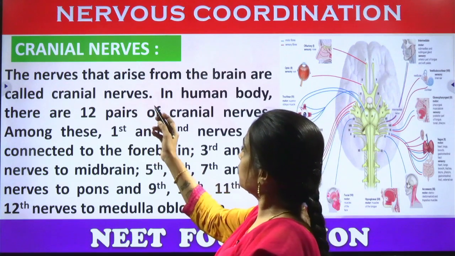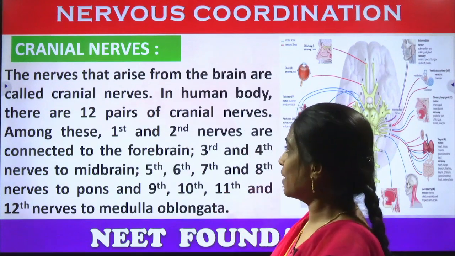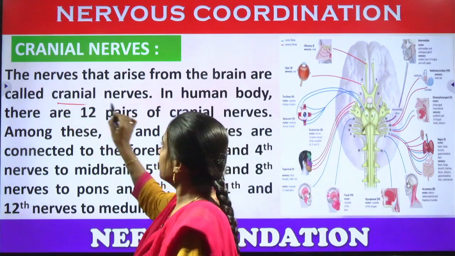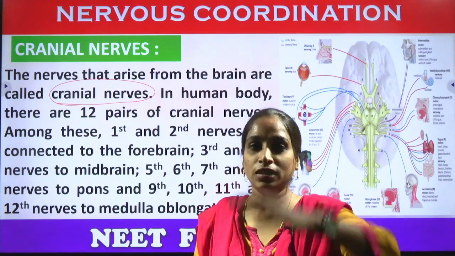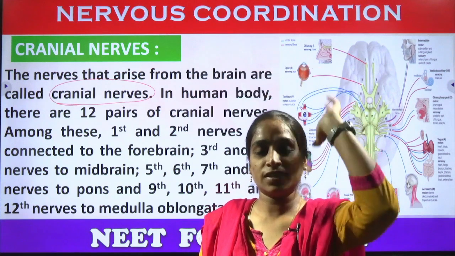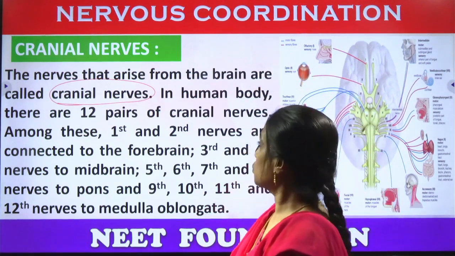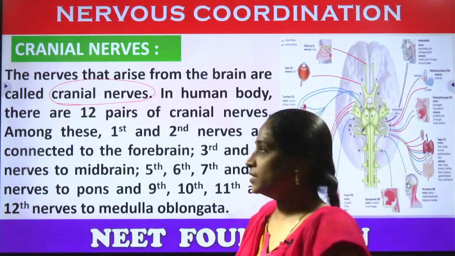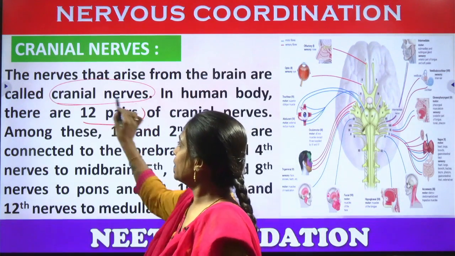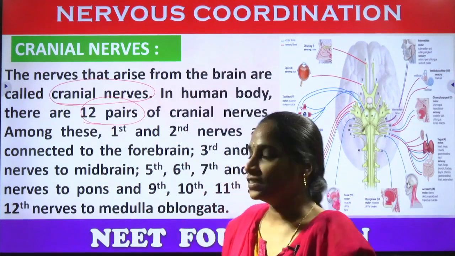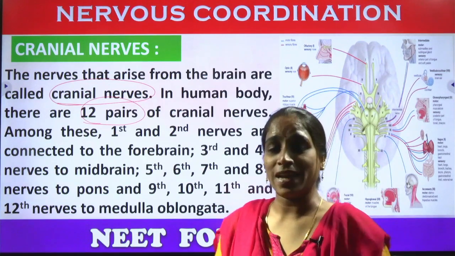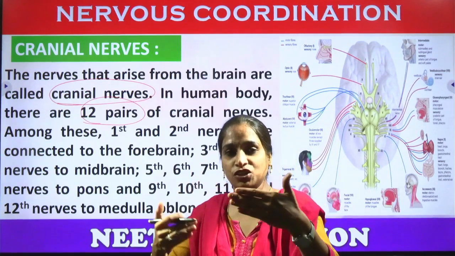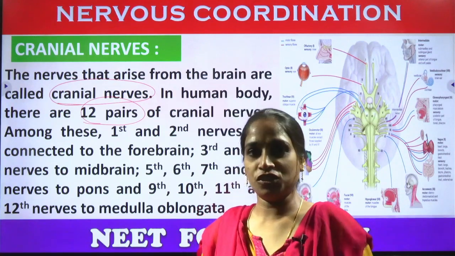The nerves that arise from the brain are called cranial nerves. The word itself indicates the cranium. Cranium means the brain is accommodated inside the skull. So how many pairs of cranial nerves are there? As we already know, there are 12 pairs of cranial nerves. Out of those 12 pairs, as we know, the brain is partitioned into 3 different regions. What are those?